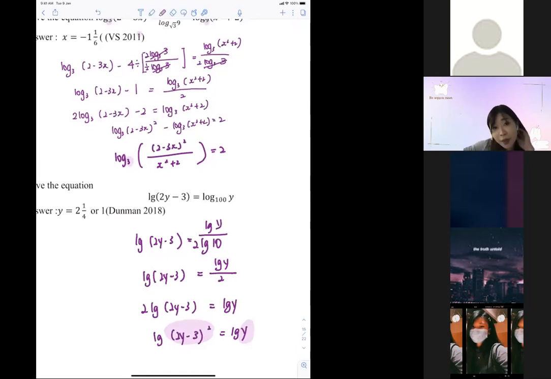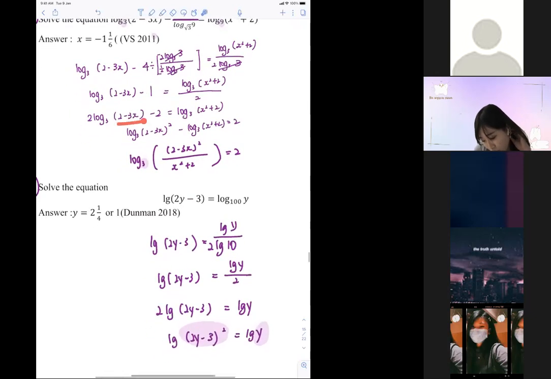Okay. It's 2 minus 3 here. Okay. So why is it 2 minus 3x whole thing square? Because I need to bring the power up. Okay, before I can combine minus into divide, the coefficient here must be 1. So the power here, I must bring up first. Then you can combine. Okay, right? So this one we bring up first.